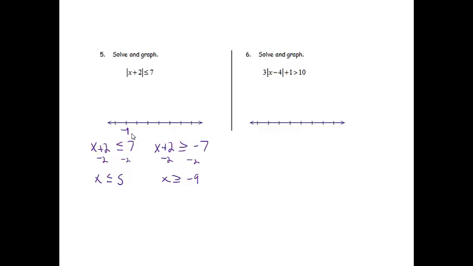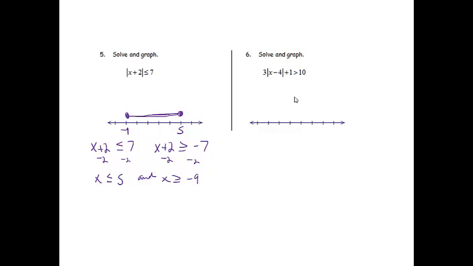So if I put -9 on my number line, we're going to put 5 on the number line. They're both going to get closed circles because of the equal sign. Okay, we need to be less than 5, so I'm going to be heading to the left, and greater than -9, which is heading to the right. So they're going to connect, which means this would be an AND statement. That would be my answer.